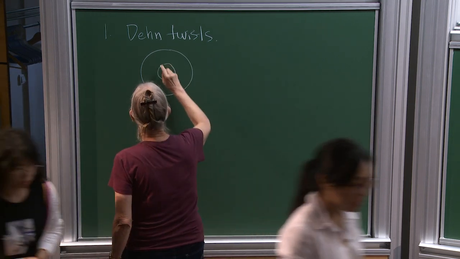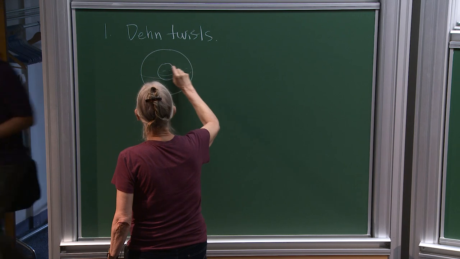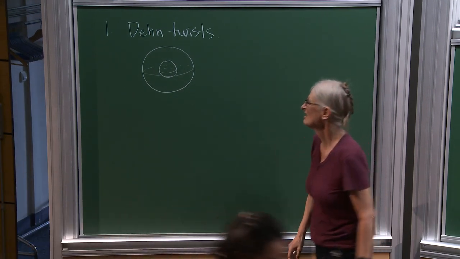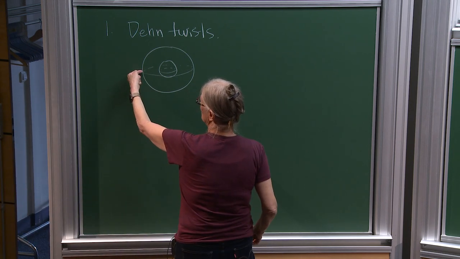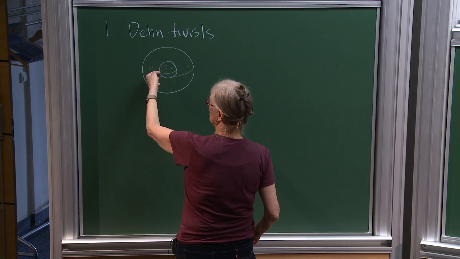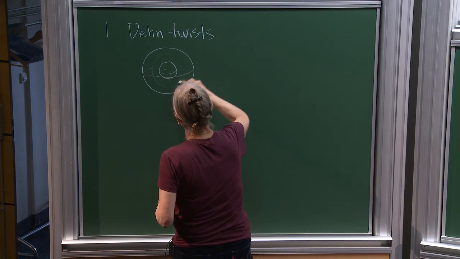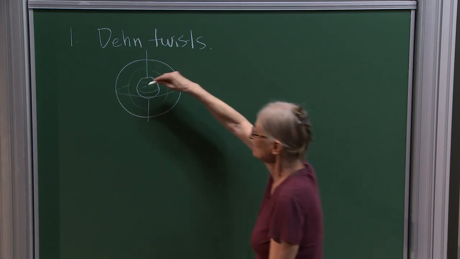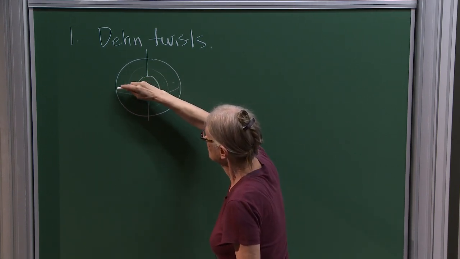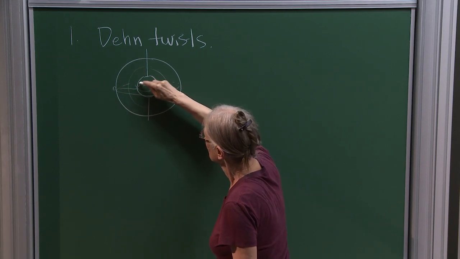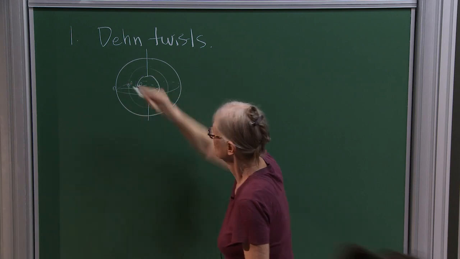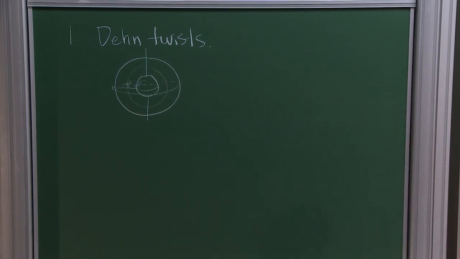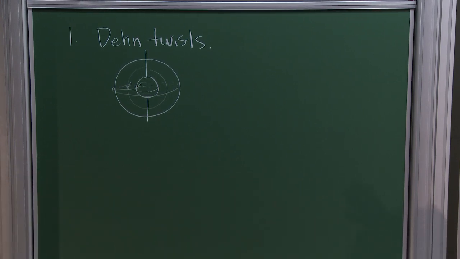So you have two concentric spheres, with S2 cross I in between. And the outside sphere is fixed. The inside sphere rotates by 360 degrees. And all the intermediate spheres rotate by some amount between 0 and 360, maybe 200, whatever. Okay? And I like that picture because if you think of the suspension picture, well, it doesn't look very smooth at the cone point. But this, on the other hand, is definitely smooth.